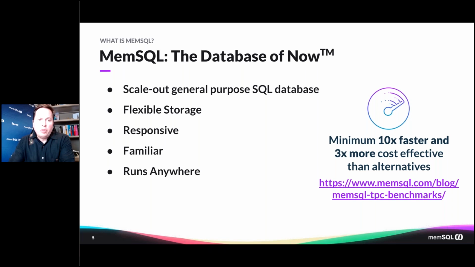Drilling down a little bit as to what are the characteristics of MemSQL, first and foremost, we're a scale-out general-purpose SQL database. And so we're distributed native. It's not sharding middleware placed on top of a single node database, which is a lot of cloud databases you see today. And the benefit of that is that we're much more efficient because we're purpose-built from the first line of code, from the storage level all the way up to how we do query optimization and query execution in a distributed cluster. Secondly, we provide flexible storage.